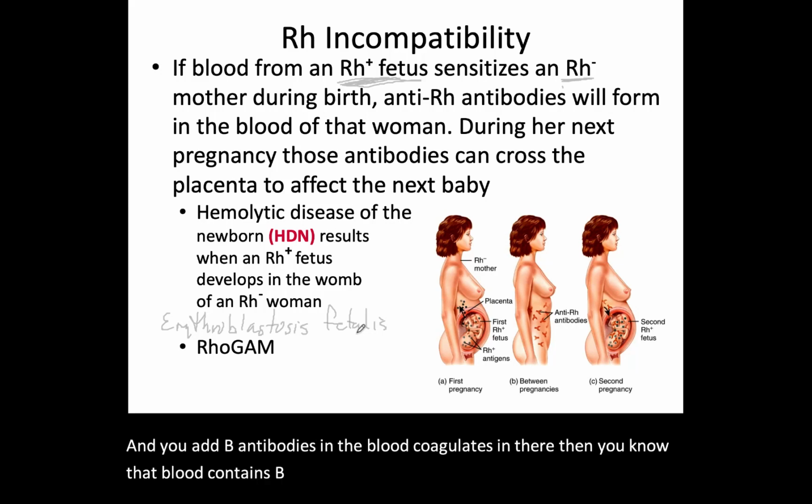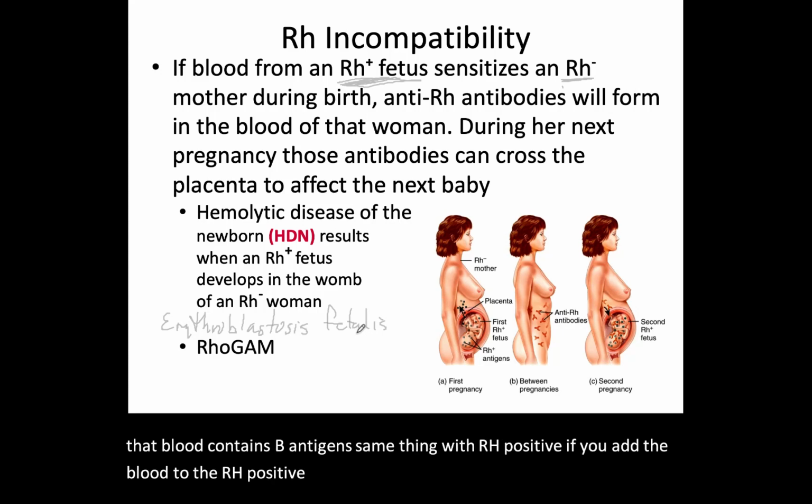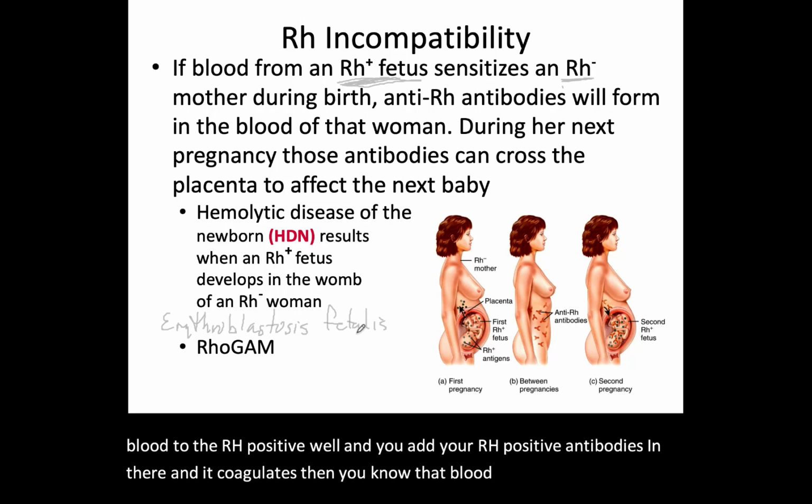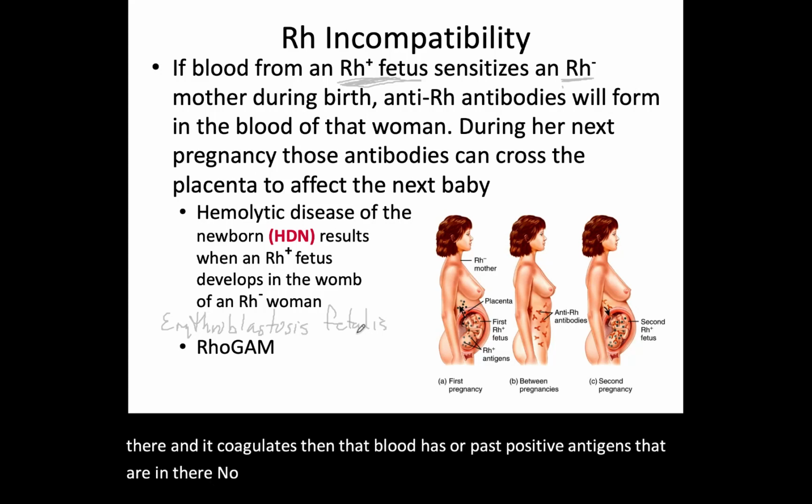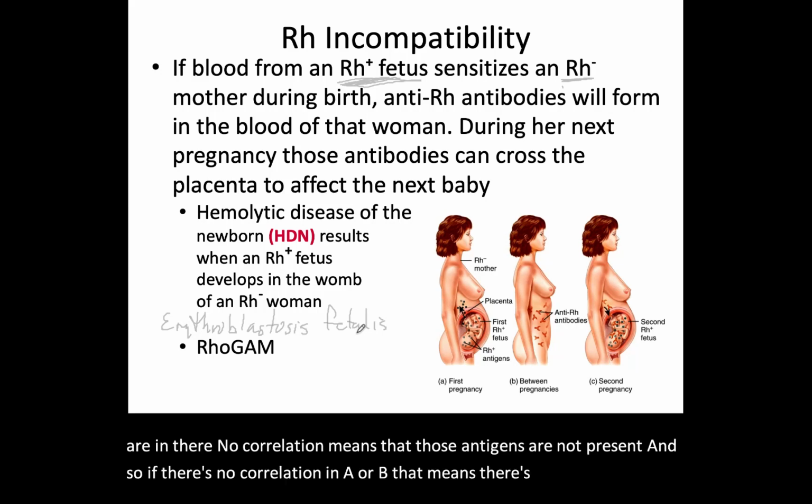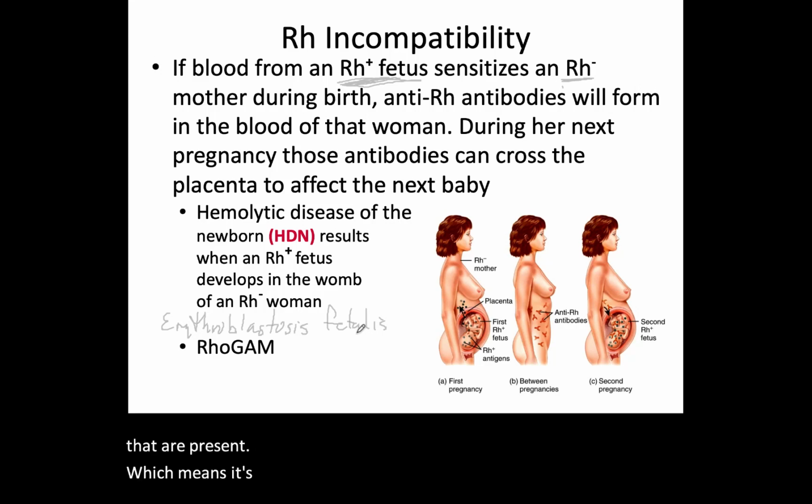Right? Same thing with Rh positive. If you add the blood to the Rh positive well and you add your Rh positive antibodies in there and it coagulates, then you know that that blood has positive antigens in there. No coagulation means that those antigens are not present. Right? And so if there's no coagulation in A or B, that means there are no antigens present, which means it's type O. And so that's kind of a review of the blood typing lab that you would have done in lab.